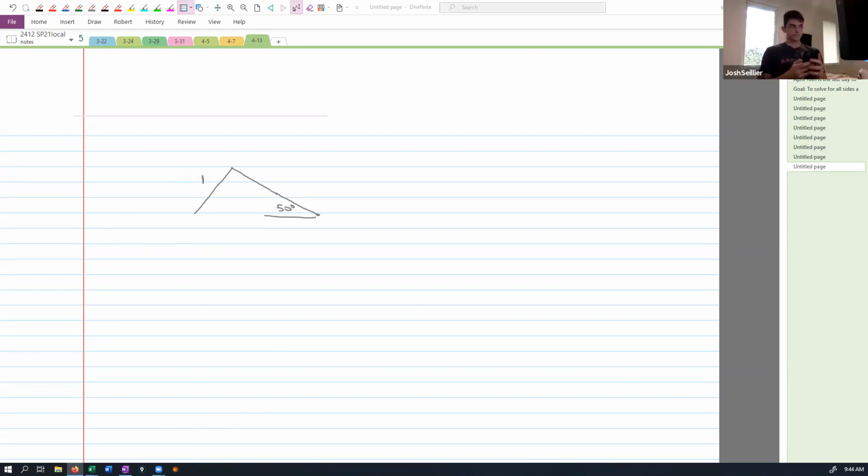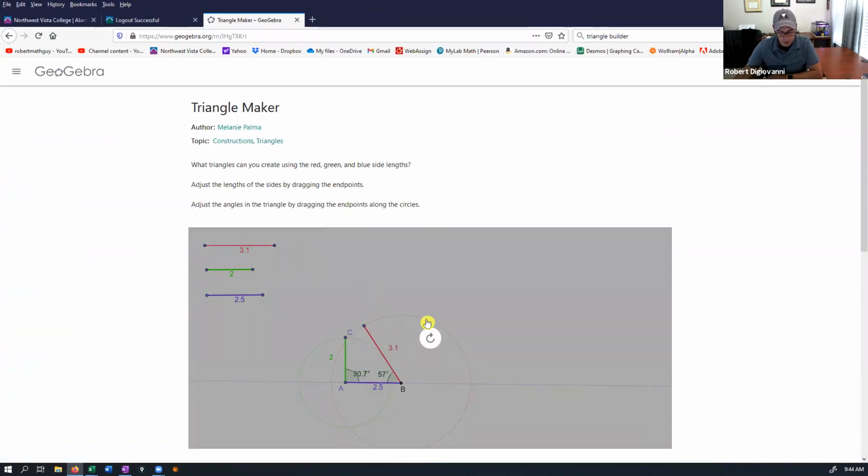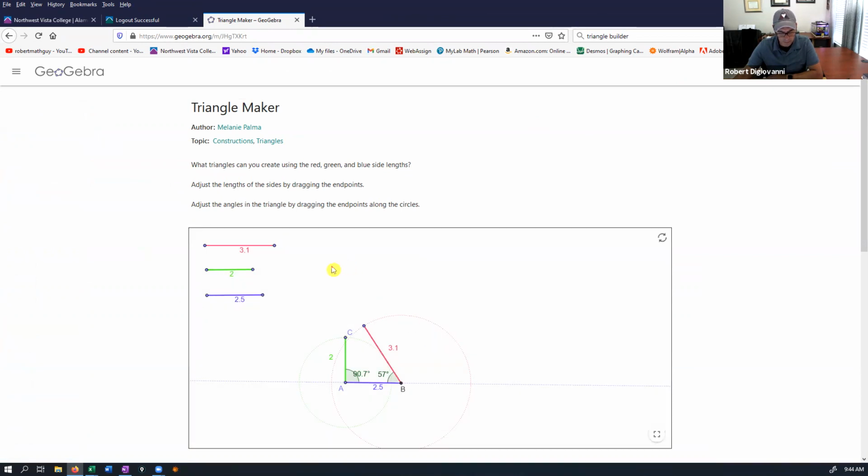Triangle builder. Man, technology is just too awesome. Triangle maker. Let's see if this works. Okay, so what? So if I can make one side 2, oh, that one was already 2. So I'll make one side 1.